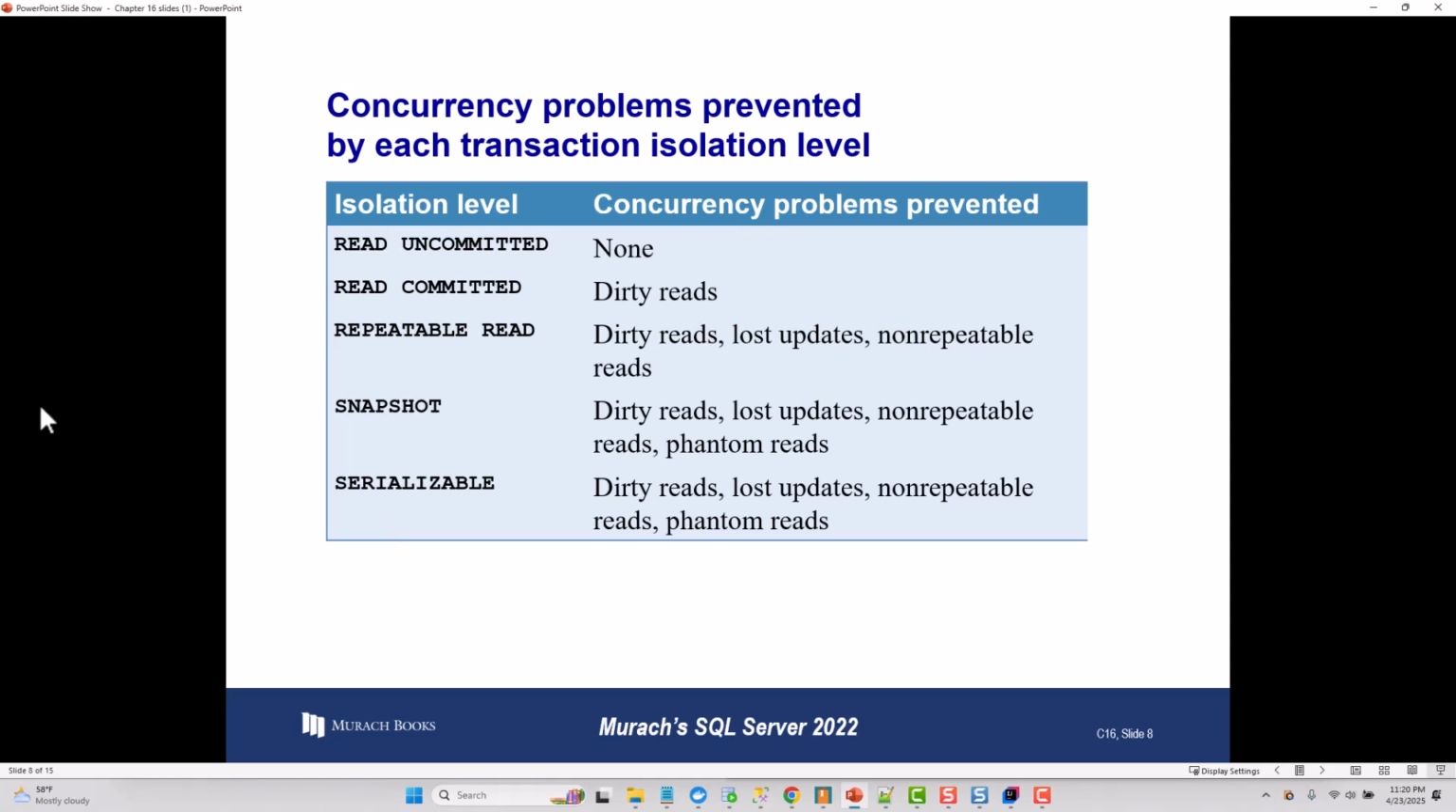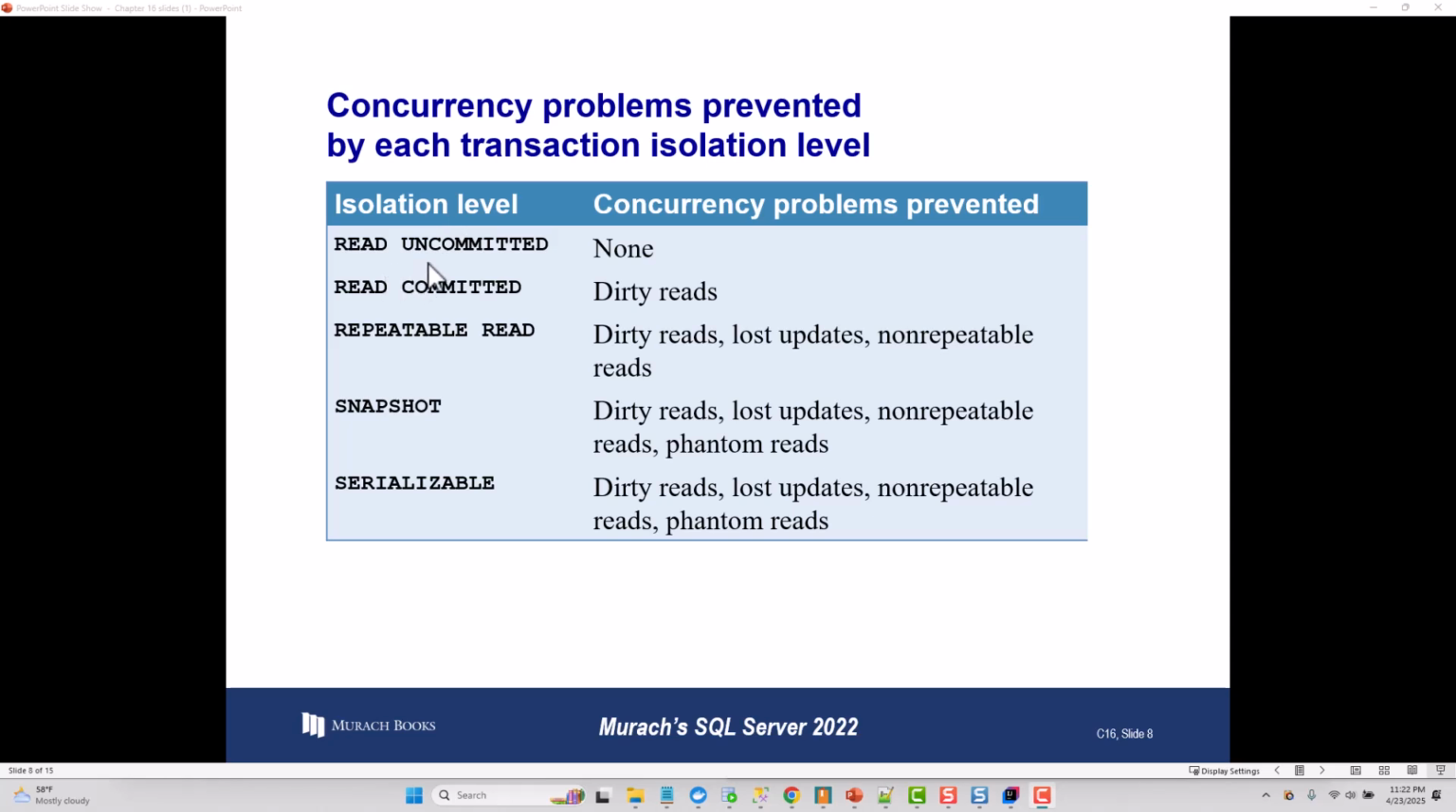We also have snapshot that's going to prevent essentially dirty reads, lost updates, non-repeatable reads, and phantom reads. And then, of course, repeatable reads are going to prevent dirty reads, lost updates, non-repeatable reads. Then we have read committed, that's the dirty reads, and essentially that is the SQL Server default isolation level. So if we don't change it, it's going to be at read committed. And then, of course, we have read uncommitted, which is essentially none.